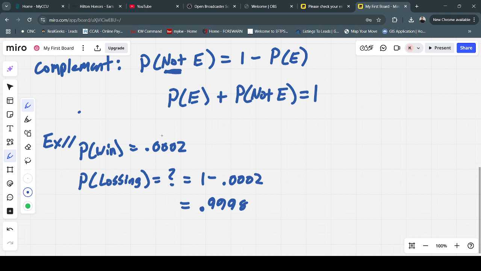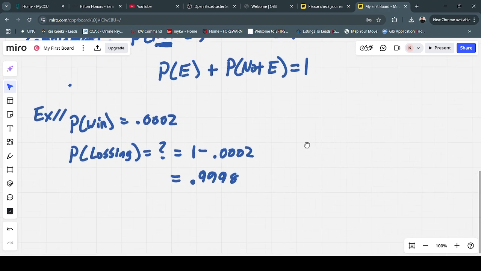Okay, another example we see underneath. We're going to scroll down here a tad.